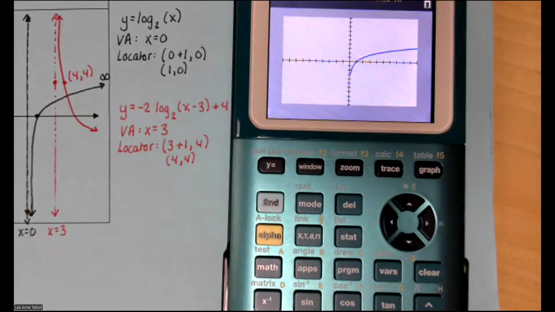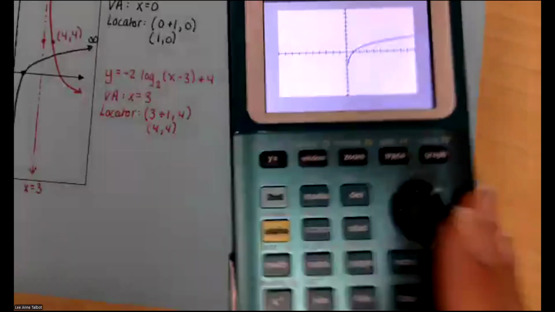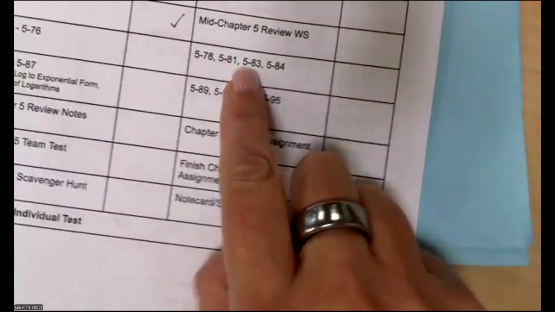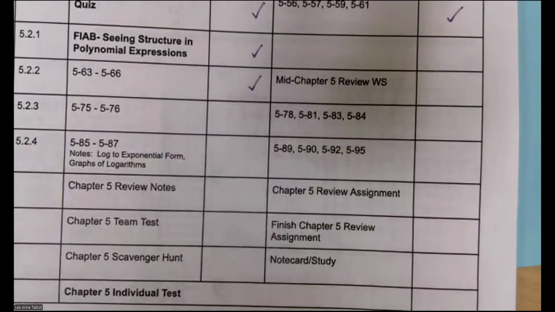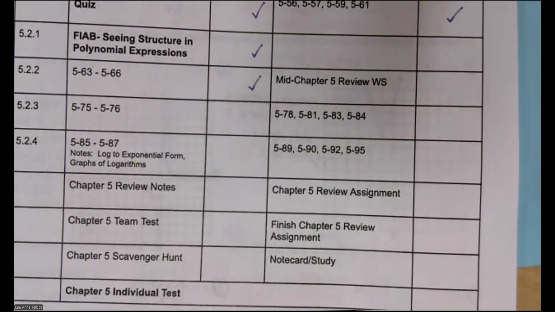Do you have any questions about graphing the logs? No. Okay. Do you know what the homework is? Okay. Have so much fun with that.